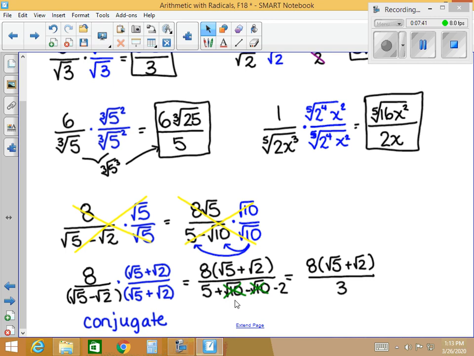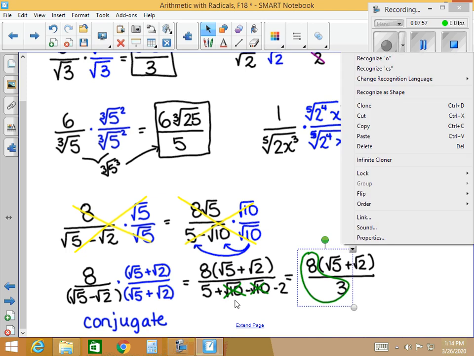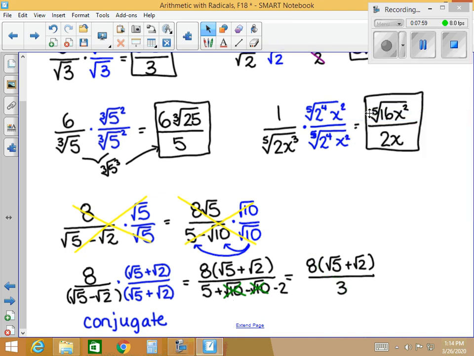And again, I had a slip of the tongue where I said distribute on the top. Please don't ever distribute on the top until you get to the very end, because occasionally this piece will reduce. In our case, it didn't, but if that 8 was distributed through, you'd have had to factor it back out and then take care of it. And we don't want to have to do extra steps if we don't have to.